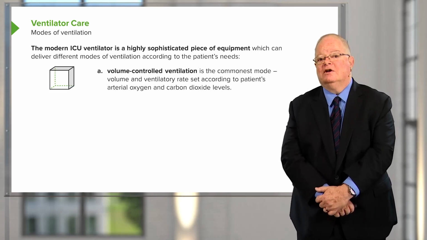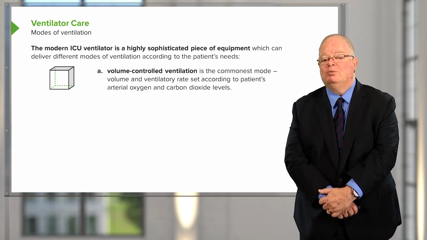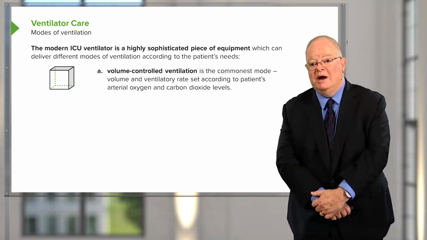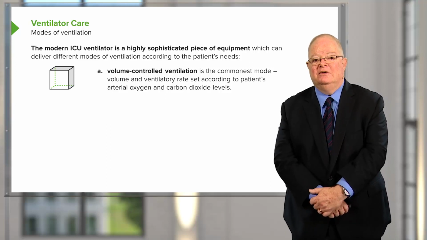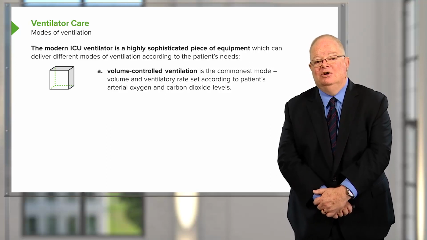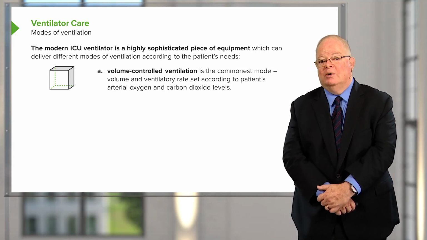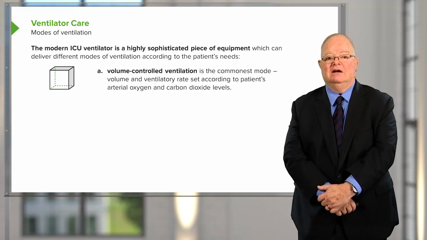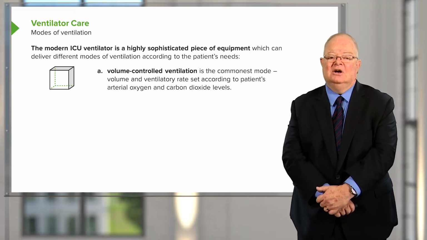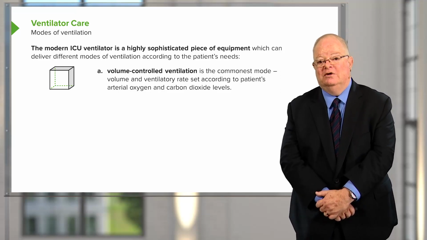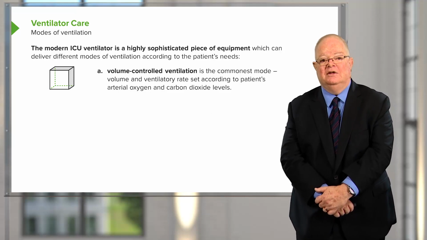Volume-controlled ventilation is the commonest mode of ventilation control, in which we set the volume and the minute ventilation or the ventilatory rate that we want the patient to receive. And we usually adjust this according to the patient's arterial oxygen saturation and carbon dioxide levels. We can do either blood gases, or end-tidal CO2, or just use saturation continuously on these patients.